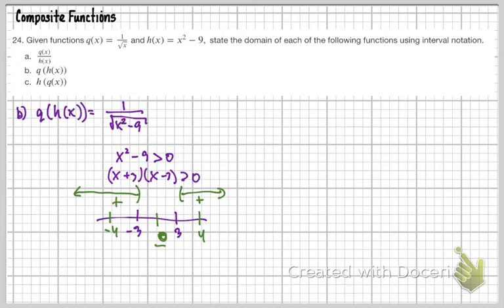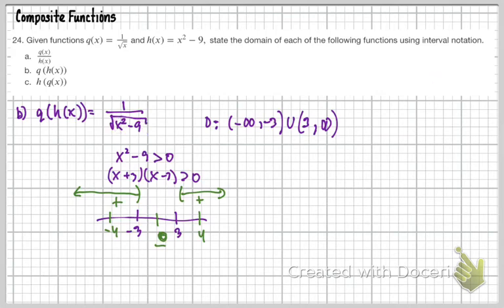So then to write the domain out here, it's going to be negative infinity to negative 3, not including 3, union 3 to infinity. So there's our domain for number B. A little more complicated than the first, but I'm still looking at the idea of where this here is 0.